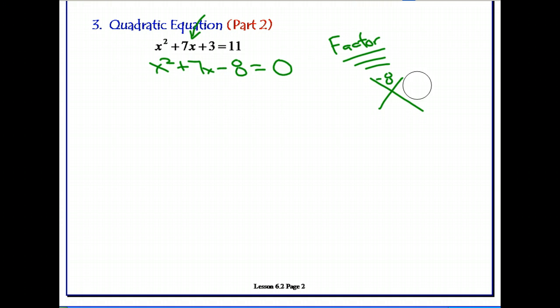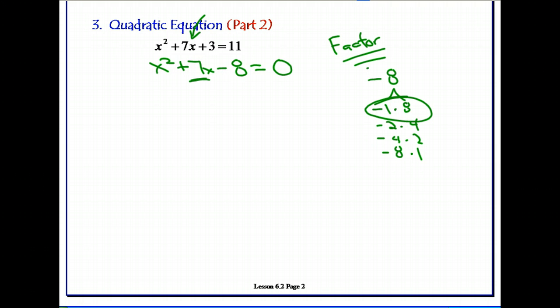I guess I always just like to break it up and say, okay, I've got a negative 8. What times what is negative 8? And there's all sorts of possibilities. How about negative 1 times 8, negative 2 times 4, negative 4 times 2, and negative 8 times 1. You're always using integers here. But which one, when I add it up, gives me this 7? And it's that one right there. And so this is going to factor into x minus 1 and x plus 8.